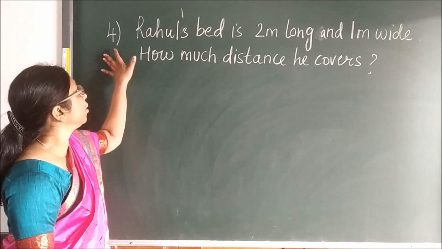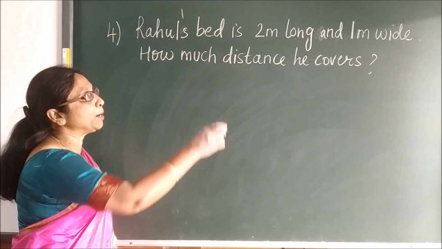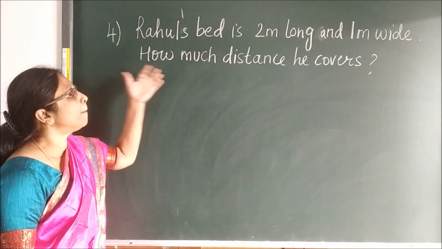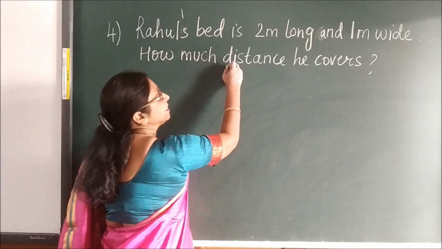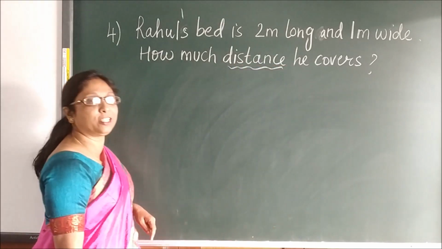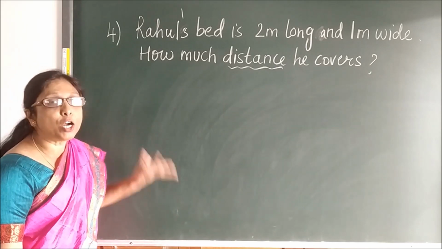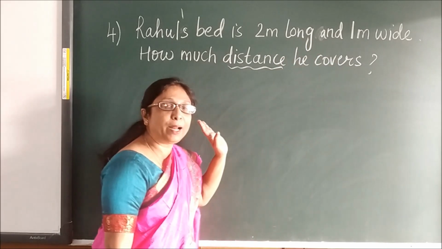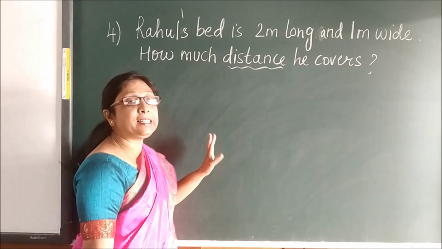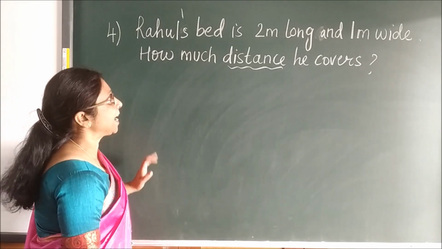Here we'll see the word problem. Rahul's bed is 2 meter long and 1 meter wide. How much distance he covers? Now here, children, distance is there. This word you catch. Distance again means perimeter. Now perimeter of what you have to find? Length is given and breadth is given. So when length and breadth is given, you will find perimeter of rectangle.